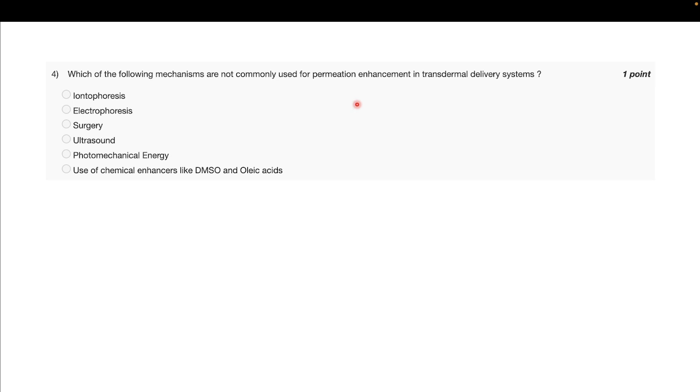Third one. Surgery. Okay, I think two people answered as surgery. Okay, thank you for responding. Any other guesses? Okay, no more responses. Yeah, both of you are correct. The correct answer is surgery.